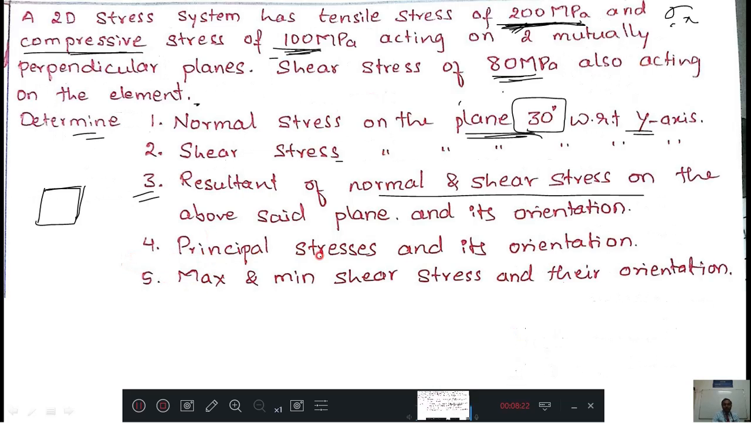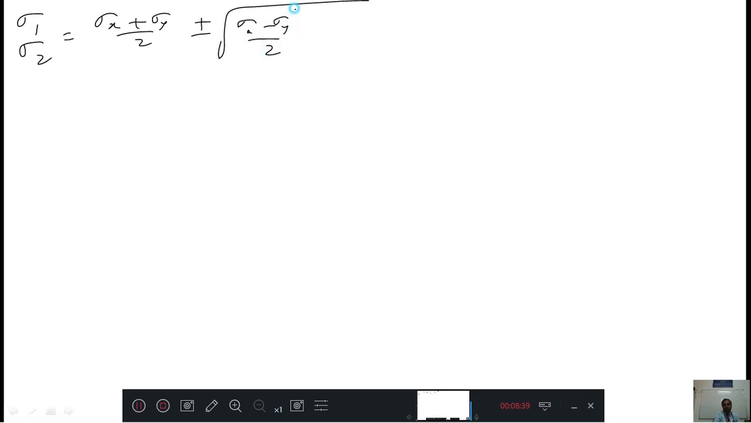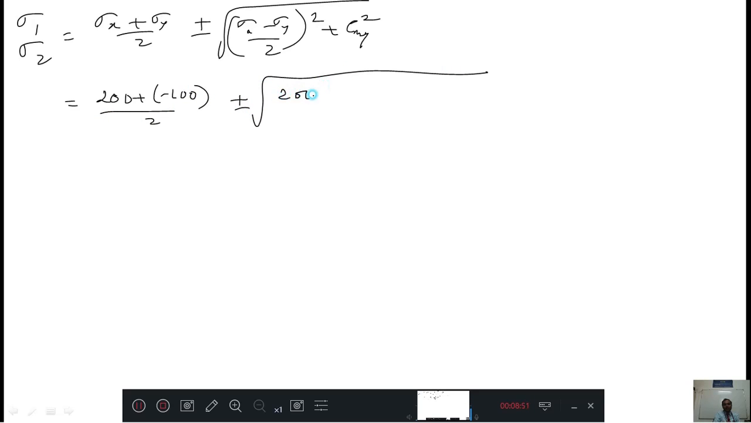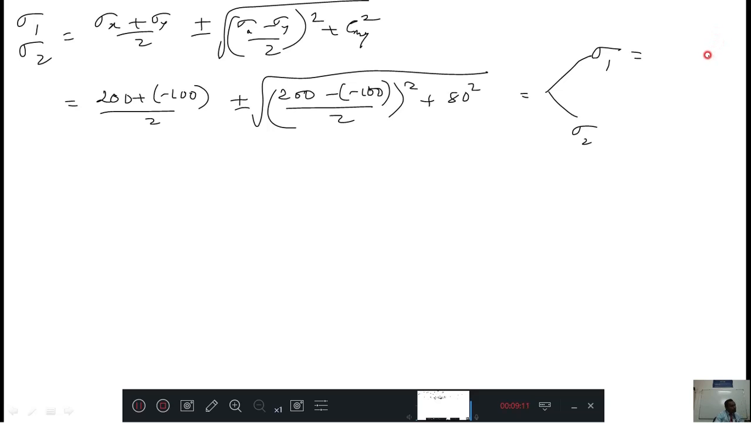They are asking principal stresses and their orientation, maximum and minimum shear stress and their orientation. Then the principal stress will be sigma 1, sigma 2 equal to sigma x plus sigma y by 2, plus or minus square root of sigma x minus sigma y by 2 whole square plus tau xy square. Then this will be 200 plus minus 100 divided by 2, plus or minus square root of 200 minus of minus 100 by 2 whole square plus 80 square. The answer here has a plus and a minus. When you use a plus you will get sigma 1, when you use a minus you will get sigma 2. When you use a plus value you will get 220 MPa. When you use a minus you will get minus 120 MPa.